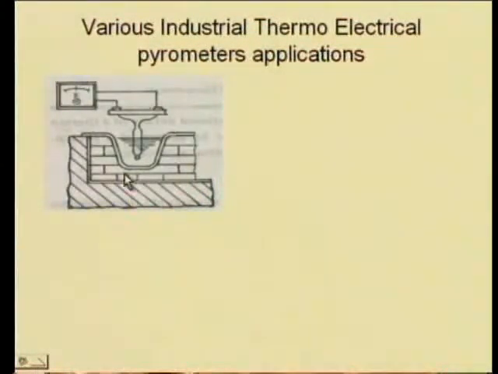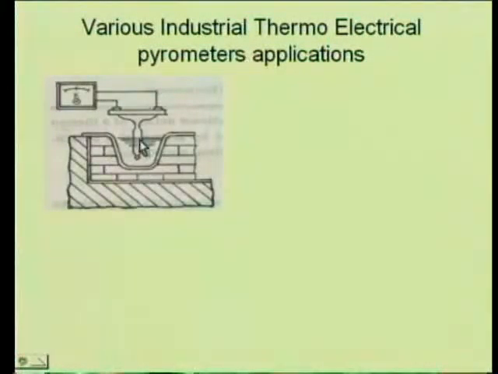That is, in industries there are a lot of varieties. It can be in a furnace, in an oil furnace, or in a molten metal, etc. Now let us see examples of how they are going to be used. This is a thermoelectric pyrometer which is used for a molten bath. So that is a molten metal.